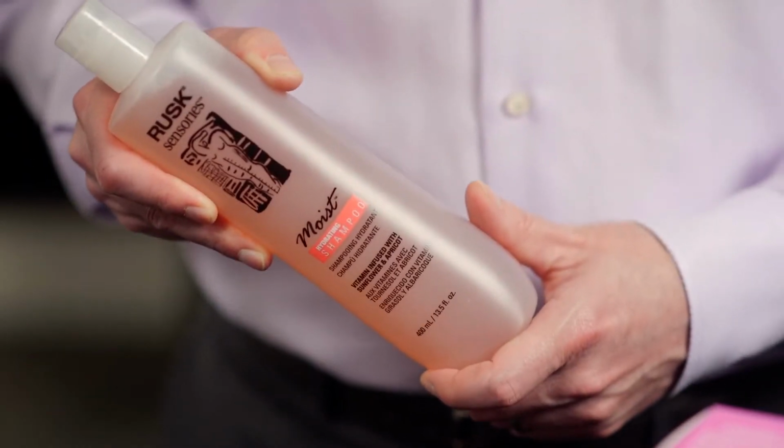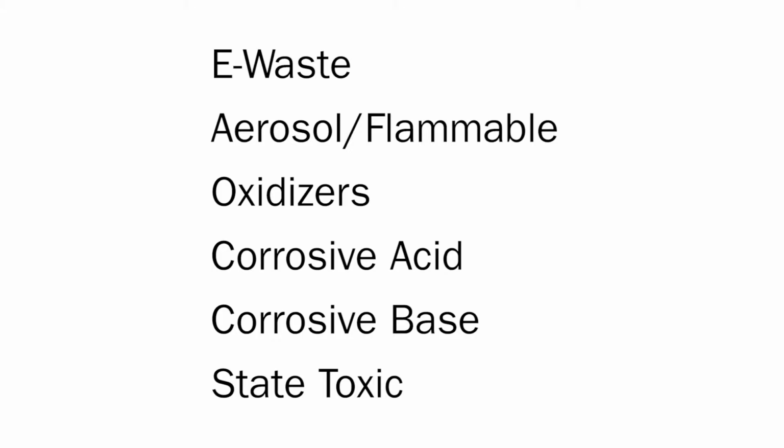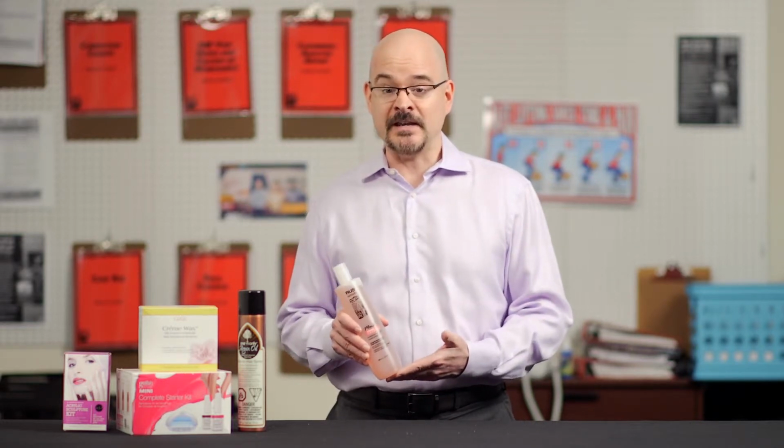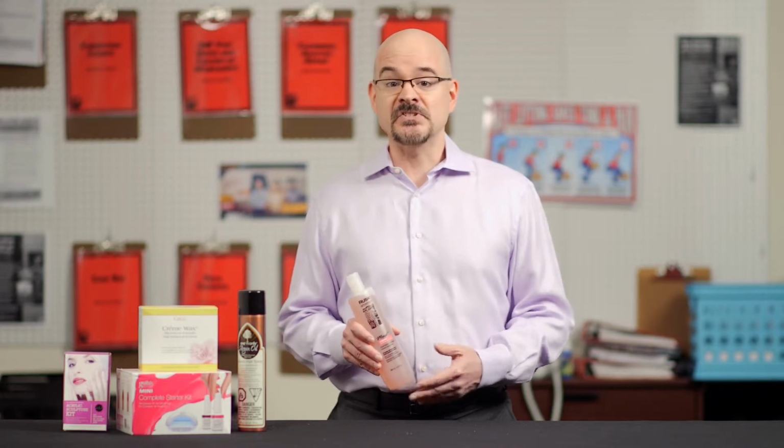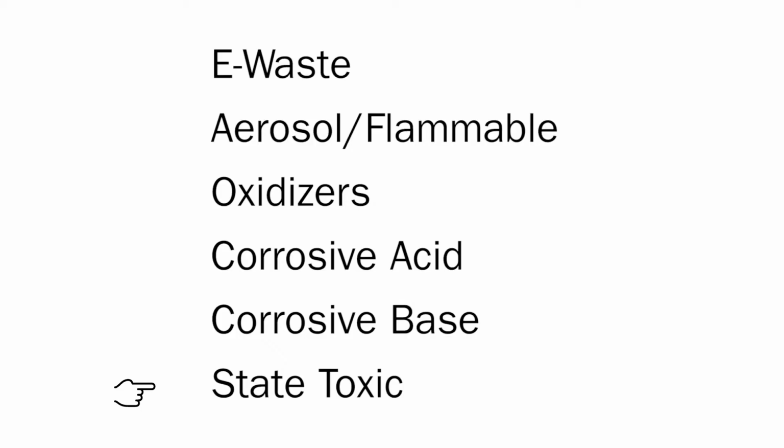So for our first example, let's just start with something easy. Let's take an ordinary bottle of shampoo, and starting with the first category, you just ask yourself, is shampoo e-waste? Well, no, it's not. Is it flammable? No. Is it an oxidizer? No. Is it a corrosive acid? No. Corrosive base? No. The last category is state toxic. There are several different types of products in this category, and if you take a look at the poster, you can see that shampoos are included in the list. So in this case, since the shampoo doesn't have more dangerous properties like being flammable or corrosive, you'd put the shampoo into the state toxic bin.